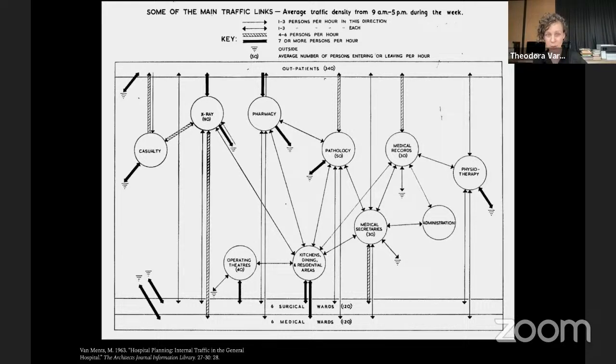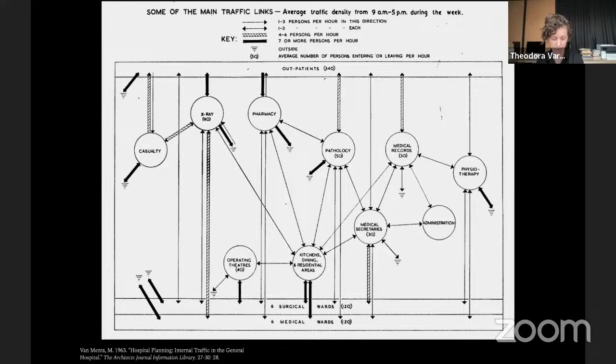For instance, this is a diagram taken from a 1963 paper in the Architects Journal, which shows the average human circulation among various hospital departments from 9 a.m. to 5 p.m. during 1 week. The diagram is based on a study that was carried out by the Building Research Station between 1961 and 1962 in 2 large acute general hospitals of 600 to 700 beds, which was then expanded to 9 acute general hospitals in England and Wales, where data was recorded for more than 54,000 trips, journeys that hospital staff were taking.